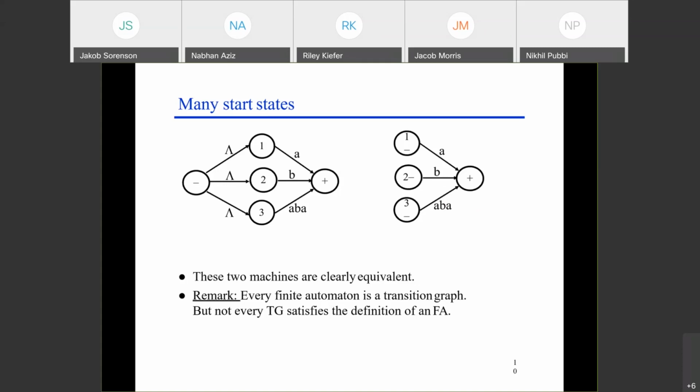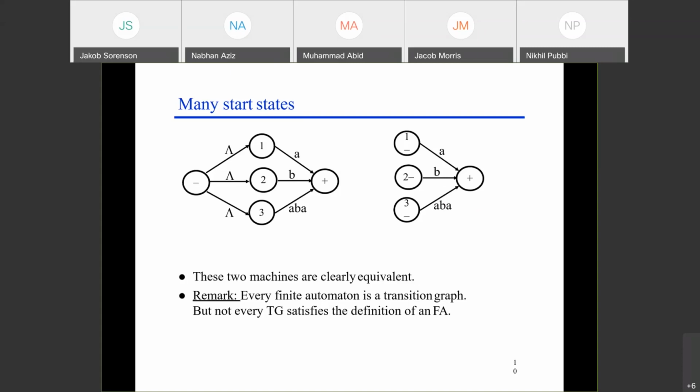So if you see this, this is a valid TG, but it is non-deterministic. We do not like non-determinism because this way the machine will not make a decision by itself. It requires human input to make a decision. We do not like that. We want the machine to be autonomous. It should make decisions by itself.